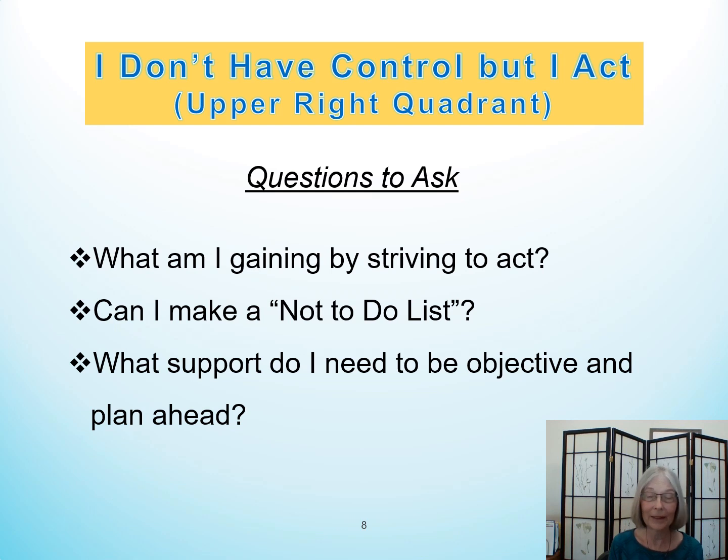And then, can I make a not to do list? Perhaps you can. On your not to do list would be something like, not try something that's too complicated that I know I won't enjoy. Things like that could go on your not to do list. And then what support do I need to be objective and plan ahead? Again, there are so many materials out there to help us with these things. And you could decide, for example, to just try something 5 or 10 minutes a day to get started. And then once it becomes more of a habit, you could increase it. So those are the kinds of questions that could help you get out of that stuck position or solve your problem. I'm sure you can think of many other things to use this on.